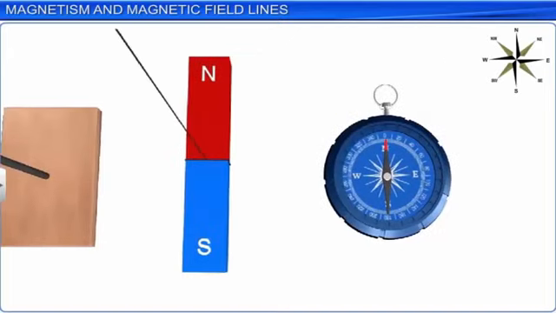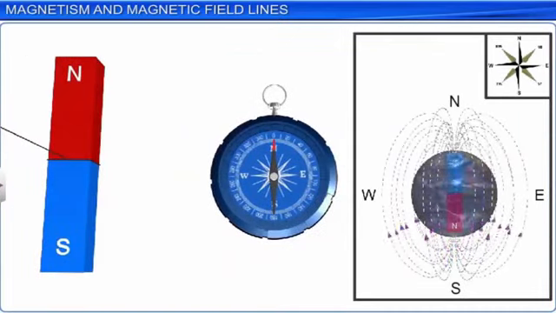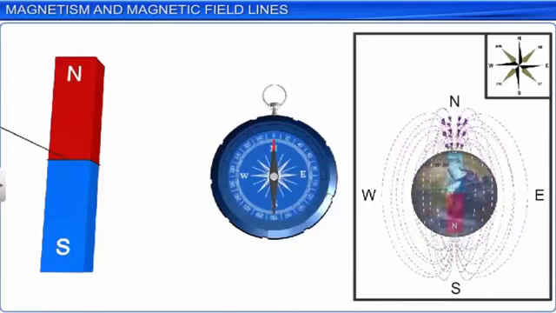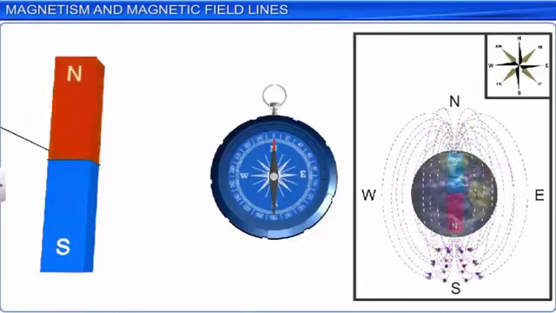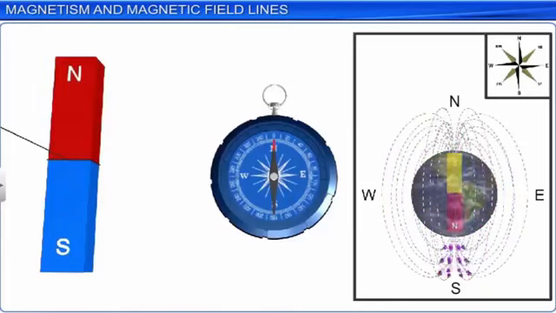This is because the Earth behaves as a huge bar magnet with its magnetic north pole located near the geographic south pole, and with its magnetic south pole located near the geographic north pole. We know that the like poles of two magnets repel each other and the unlike poles attract each other. Thus, the north pole of the magnet is attracted by the Earth's magnetic south pole and vice versa.